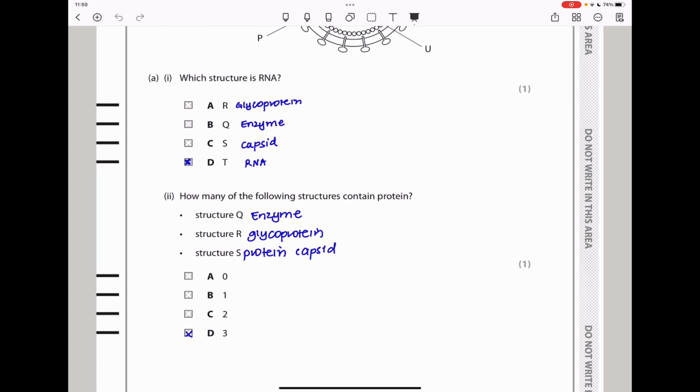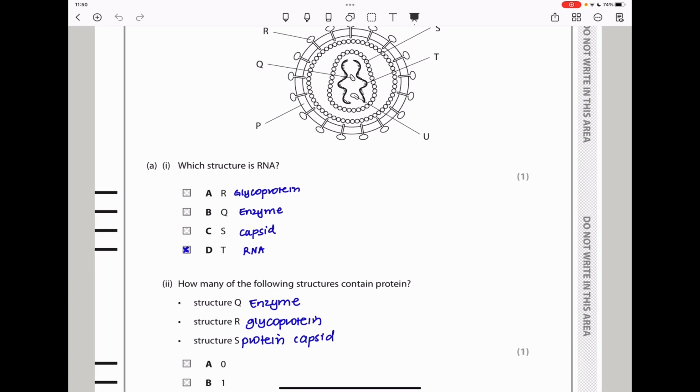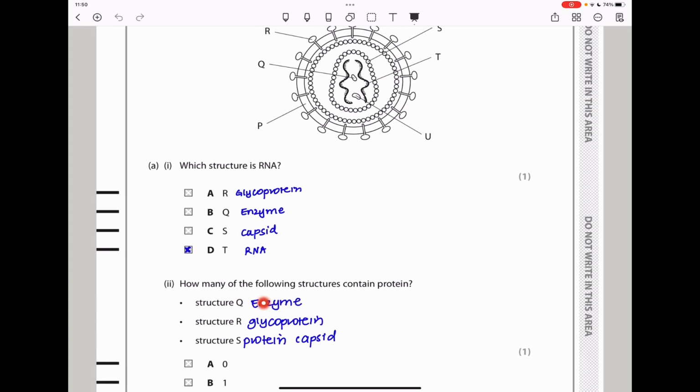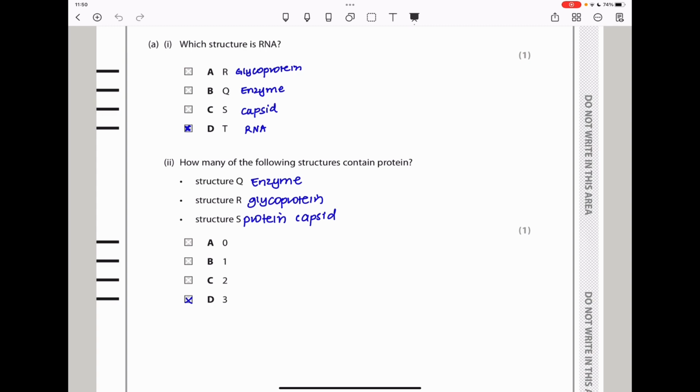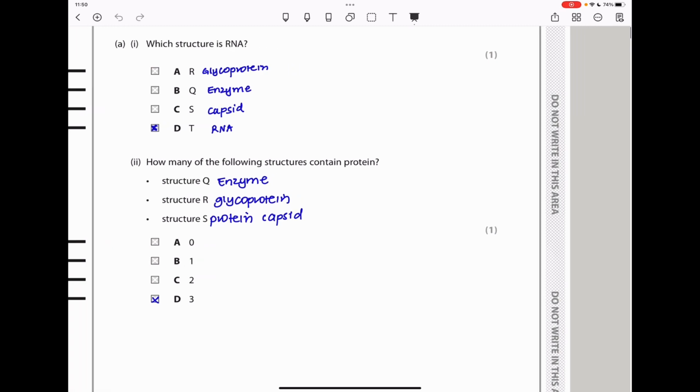Then the next they say, how many of the following structures contain protein? Let's go back to structure Q. I say this could be an enzyme, so this contains proteins. R is a glycoprotein. Of course, it contains protein. And structure S is a protein capsid. It also contains a protein, so all of them contain proteins. That's why the answer here should be a D. All 3 contain proteins. Moving on.